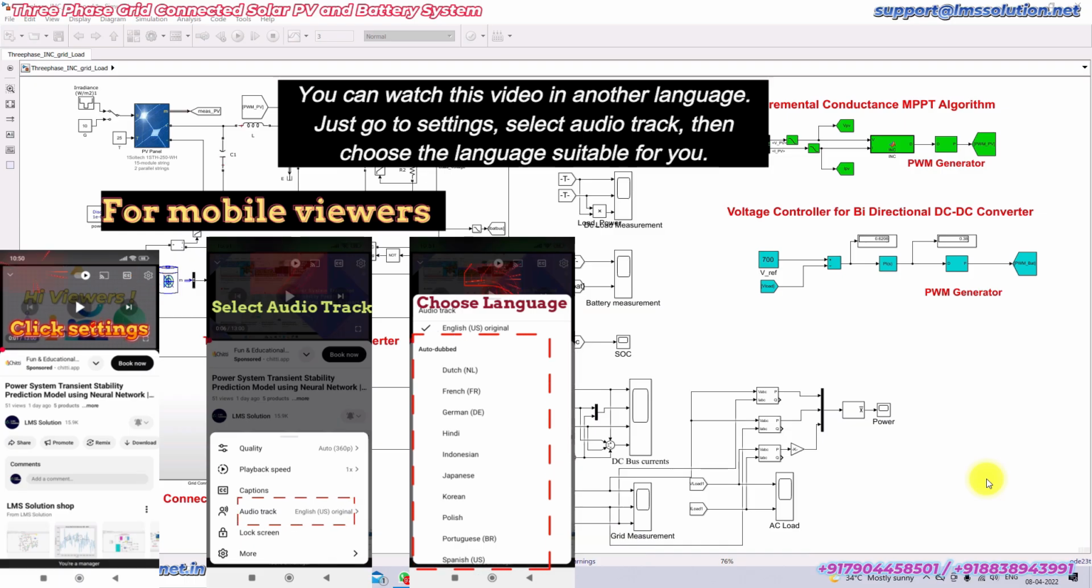Today we are going to see about three-phase grid connected solar PV and the battery system.